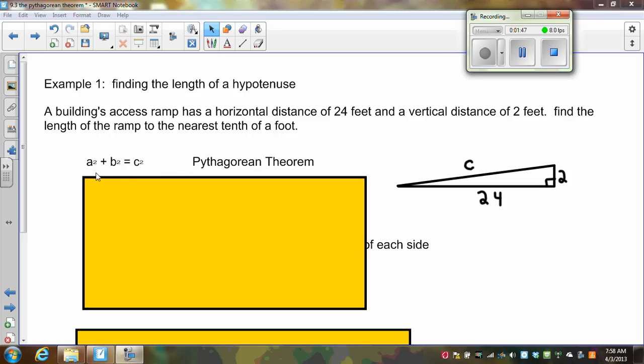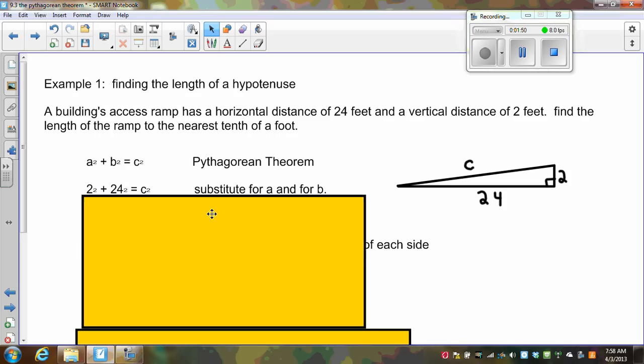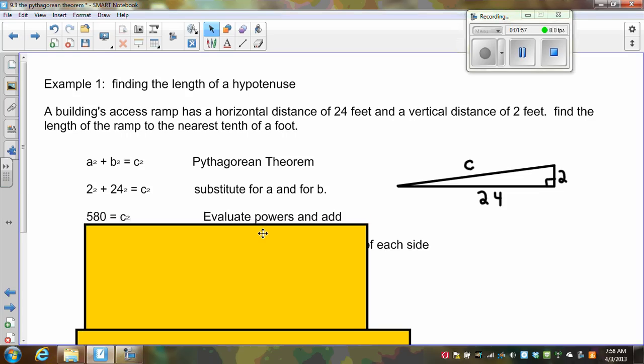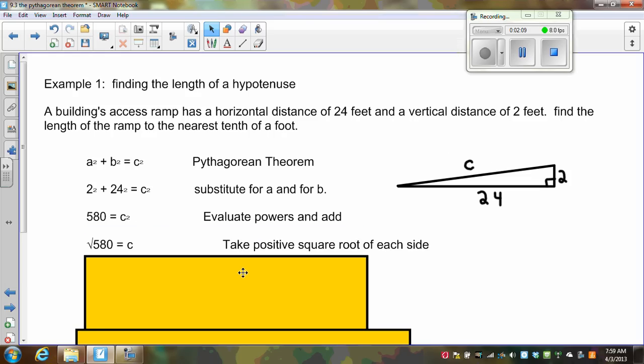First, we know a squared plus b squared equals c squared because of the Pythagorean theorem. So let's plug in what we know. 2 squared plus 24 squared equals c squared. That 2 squared plus 24 squared equals 580. So we have 580 equals c squared. But we're not done yet because we don't want c squared, we want just c. So we need to take the positive square root of each side.